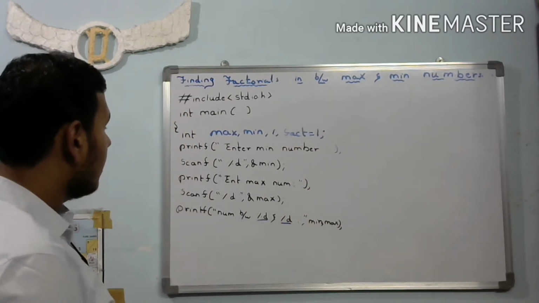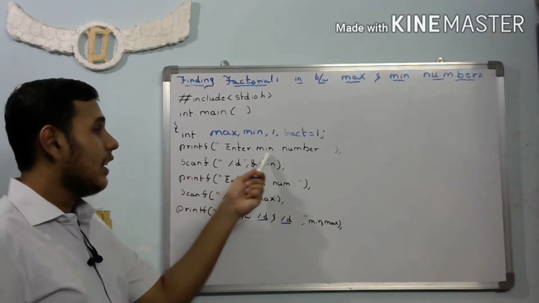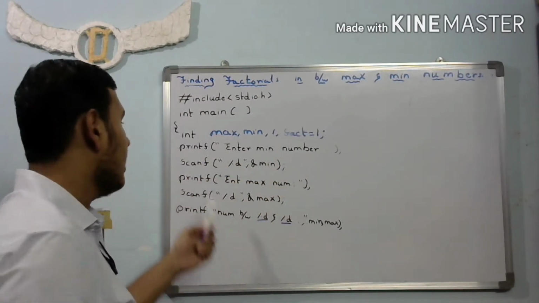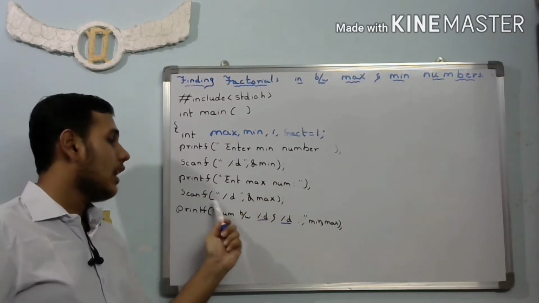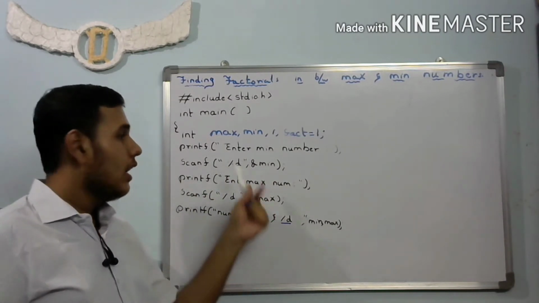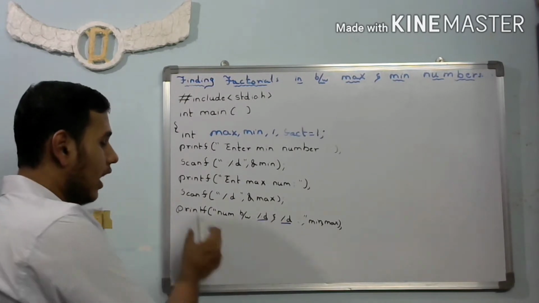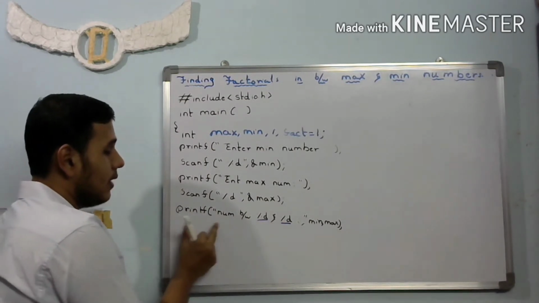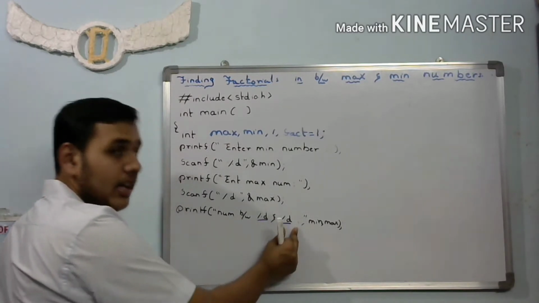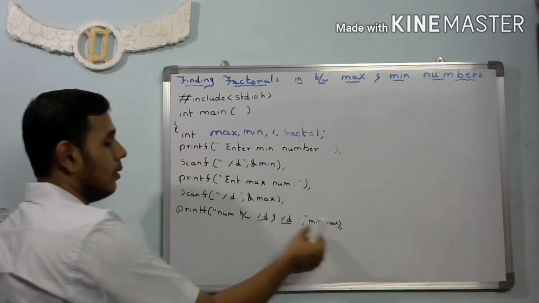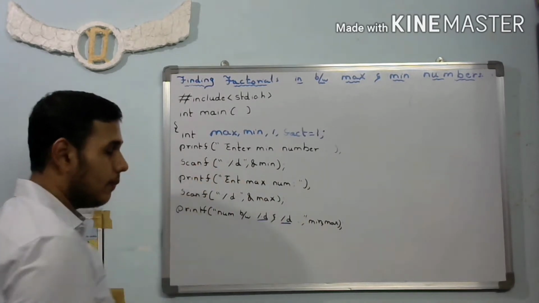I completed that. So I am writing printf "Enter the minimum number" and scanf %d for min, printf "Enter the maximum number" and scanf %d for max. The final output I am writing as printf "Factorials of numbers between %d and %d", that means the minimum and maximum numbers, followed by a semicolon.